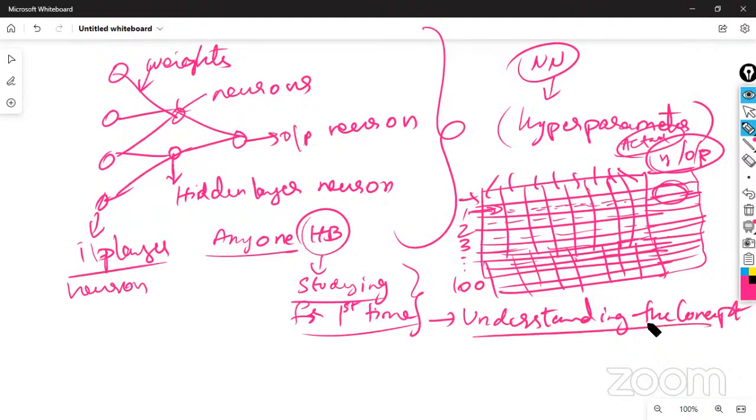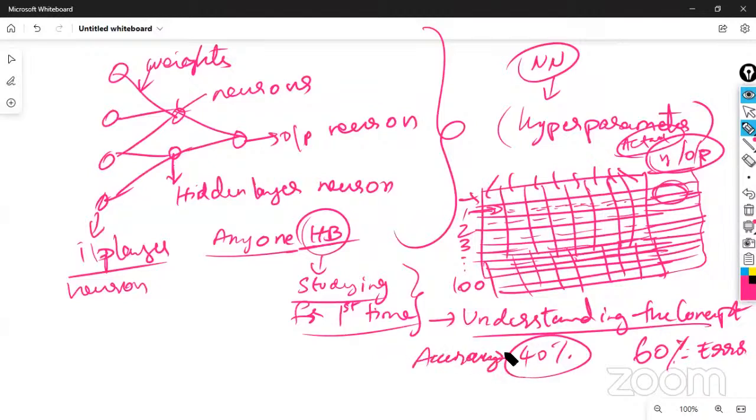What level will they understand for the first time? This is the question. Even if it is a human being, they have a capacity of understanding 40%. So they're not accurate, they're not maximum, they have some more errors. That is 60% of errors. This is the accuracy of the first instance.